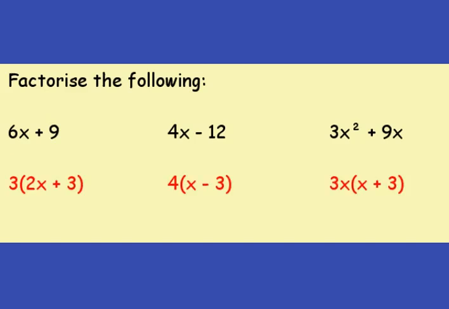Here are the answers. In this one, looking at the 6 and 9, we can take 3 out. In this one, looking at the 4 and the 12, we can take 4 outside the bracket. And in this one, we can take a 3 from the 3 and the 9, and then we can take an x from the x squared and the x, so we take 3x.